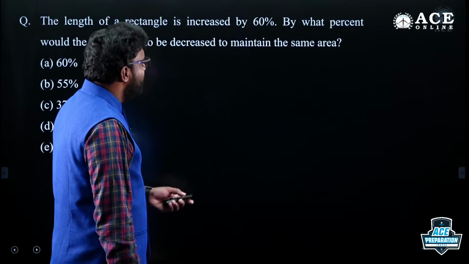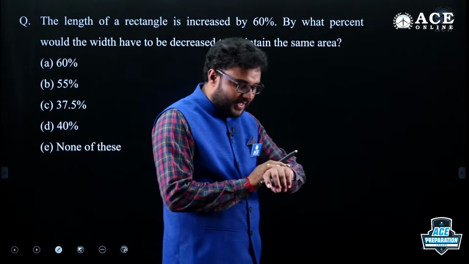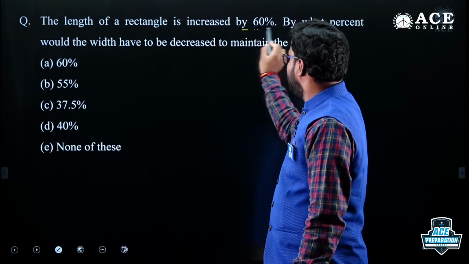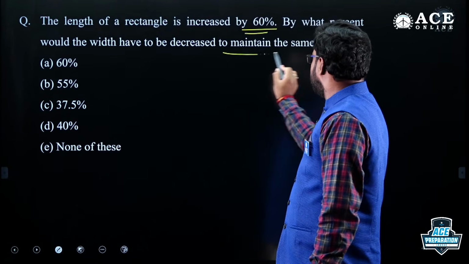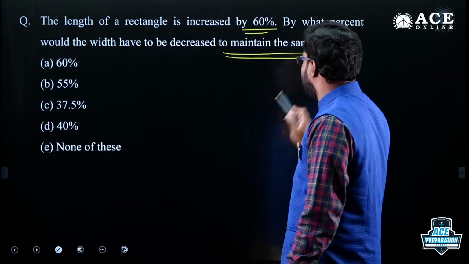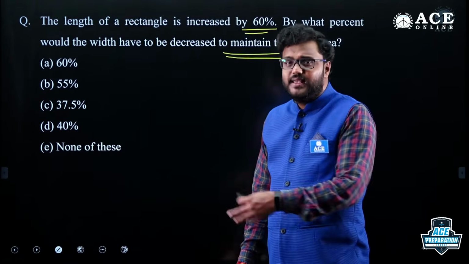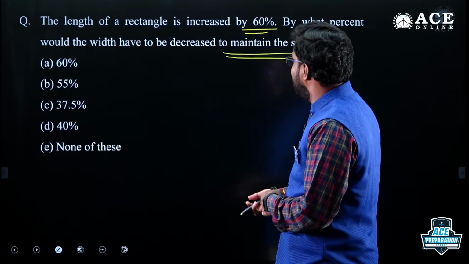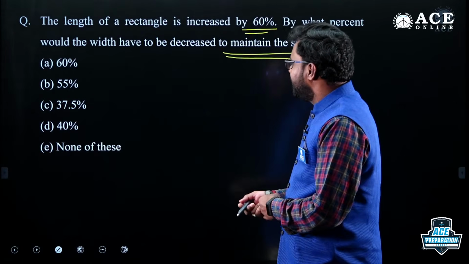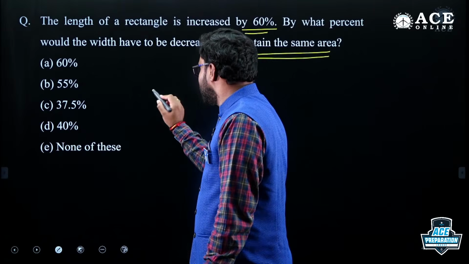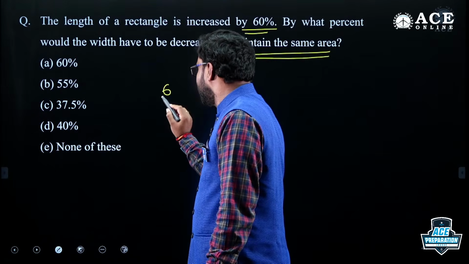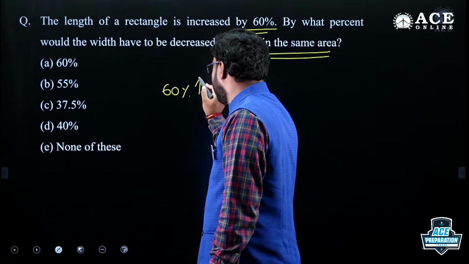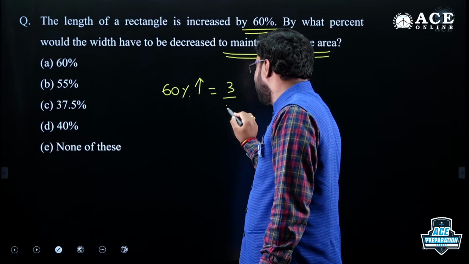Now see one more question related to that application. When the length is increased by 60% to maintain the same area, what is the percentage decrease in width? When length increases, width should decrease to maintain the same area. Here length increased by 60%, which is 6 by 10 or 3 by 5 increase. 60% increase can be converted into a fraction as 3 by 5 increase.